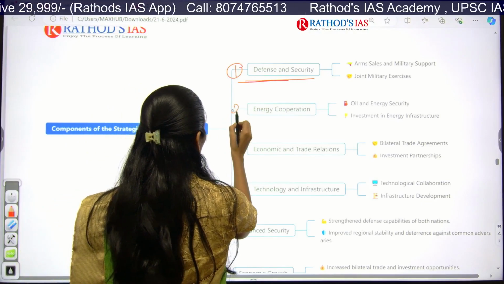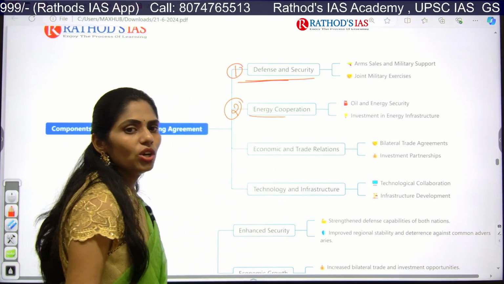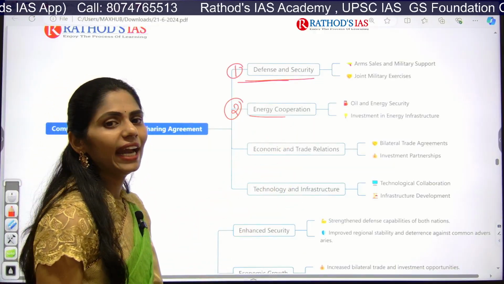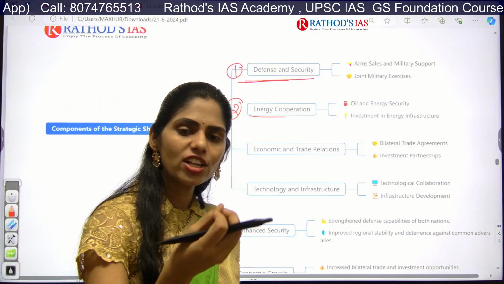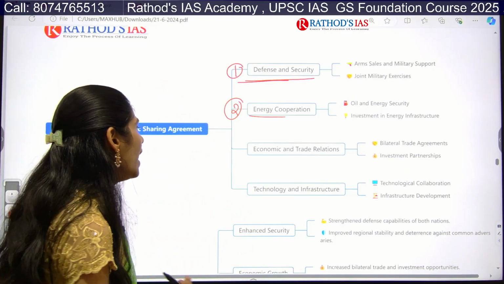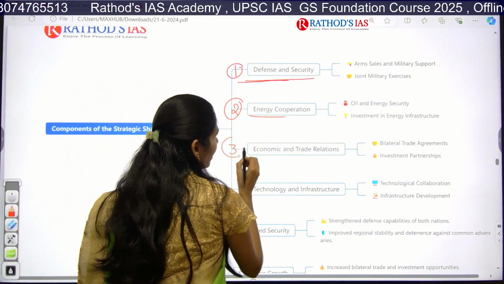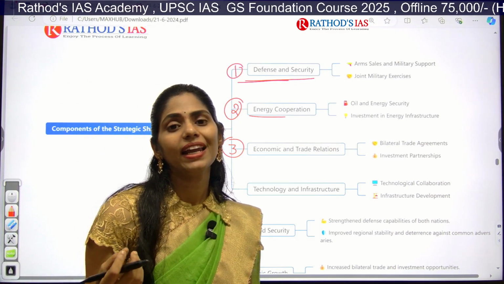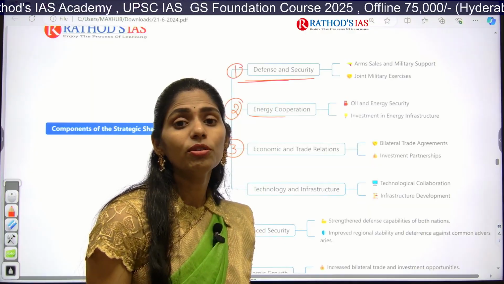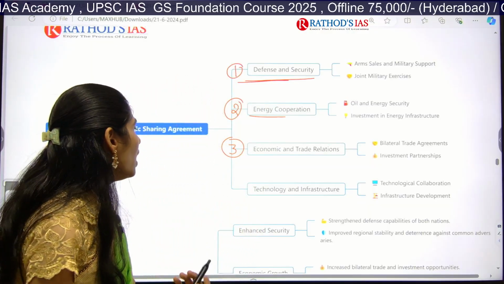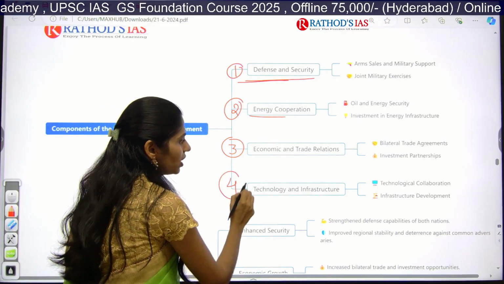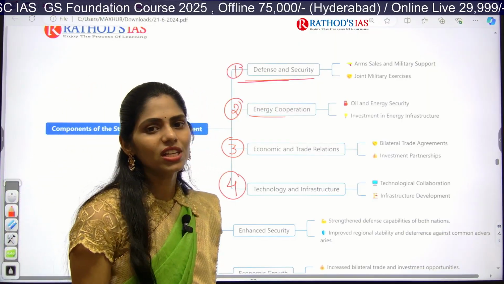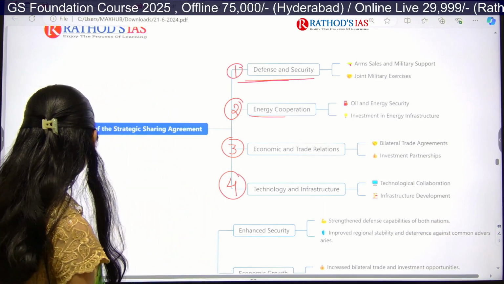And next one is energy cooperation, where, for example, oil and energy security and investment in energy infrastructure in Saudi Arabia. Next is economic and trade relations. So they want to increase their trade. For example, they can come up with bilateral trade agreements, or they will be focusing on investments. And next one is technology and infrastructure. So they will also have technology collaborations as well as infrastructure development, right?